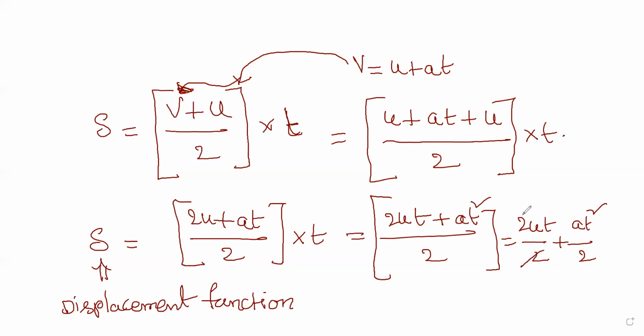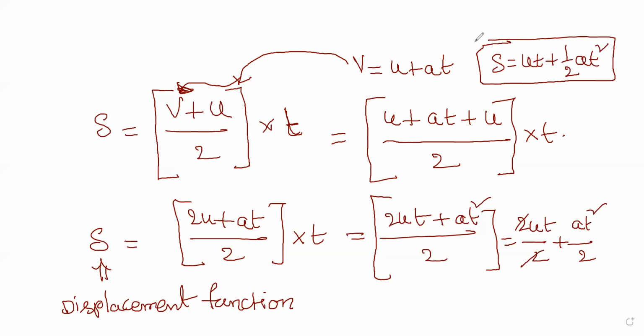Hence the equation. 2 gets cancelled here. So you get the final equation: S is equal to ut plus half at². So when you are writing S equal to ut plus half at², S is nothing but the displacement. S is written as the displacement, S is displacement here.